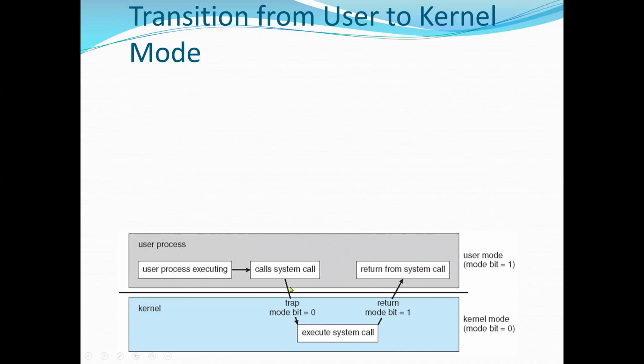So here we say the system call is a trap. The trap sets the mode bit equal to 0. Then we execute the system call. The result we get, we return it back to the user application at the user mode section.